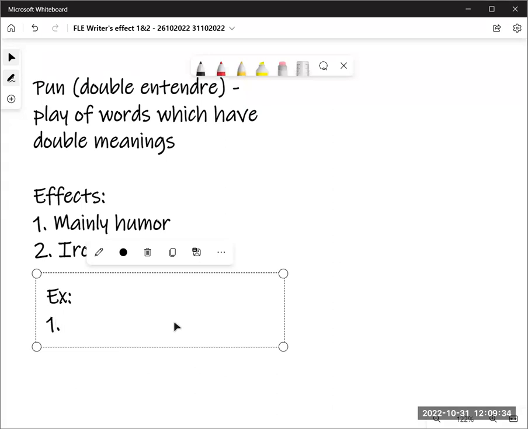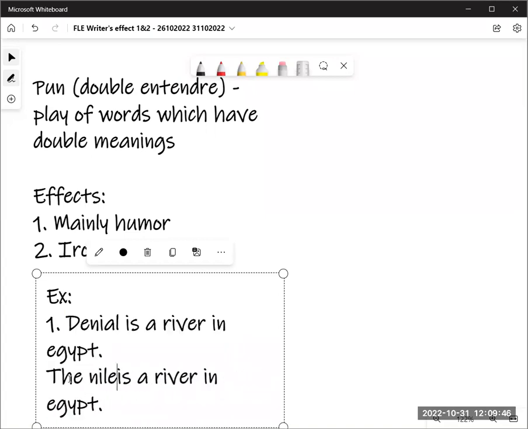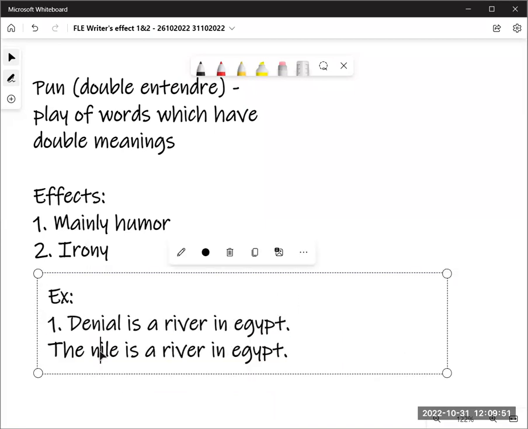Okay, we look at this one. Denial is a river in Egypt. And I'll rewrite it below. The Nile is a river in Egypt. Now, let's just read the two sentences. The Nile is a river in Egypt. The Nile is a river in Egypt.